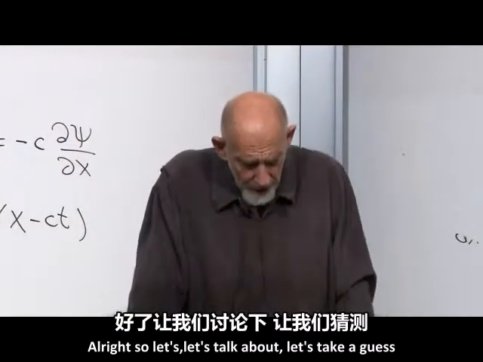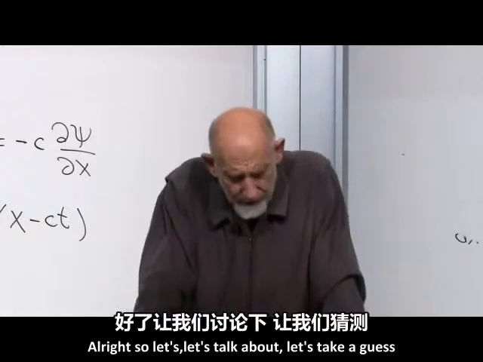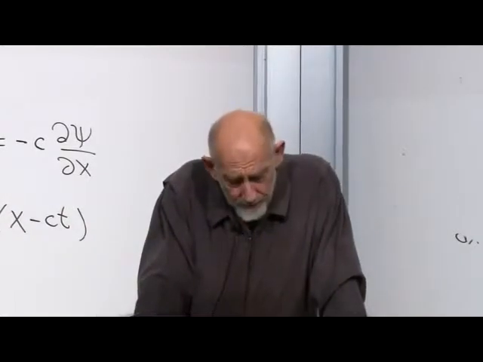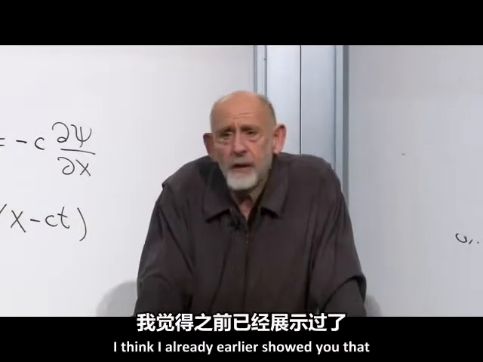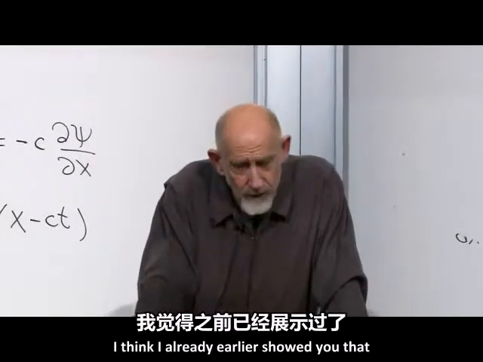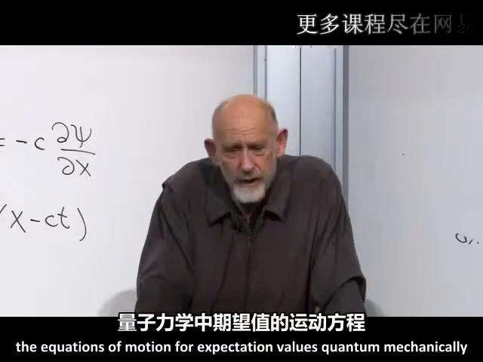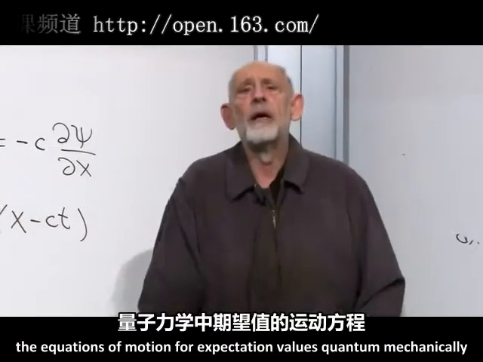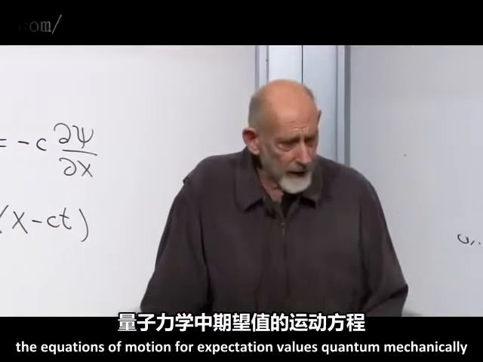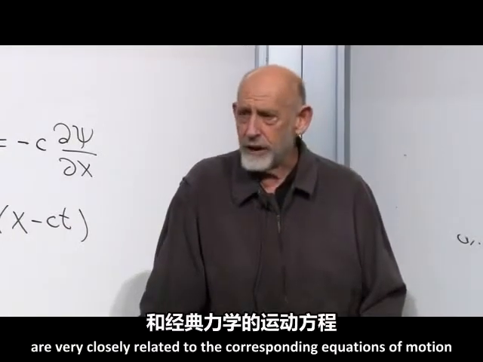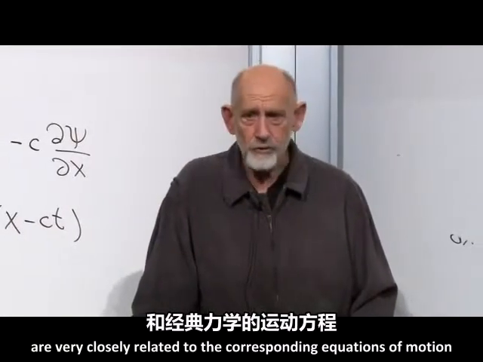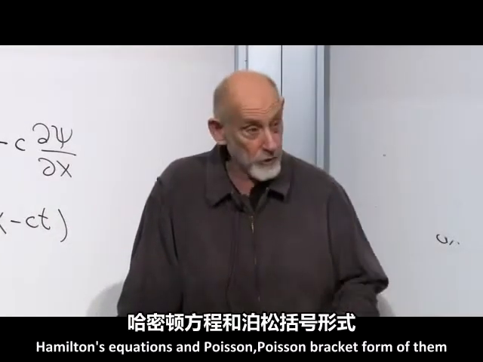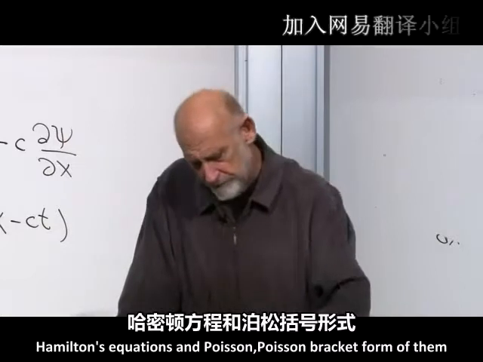All right, let's take a guess for a non-relativistic particle. I think I already earlier showed you that the equations of motion for expectation values quantum mechanically are very closely related to the corresponding equations of motion classically, Hamilton's equations, or the Poisson bracket form of them.